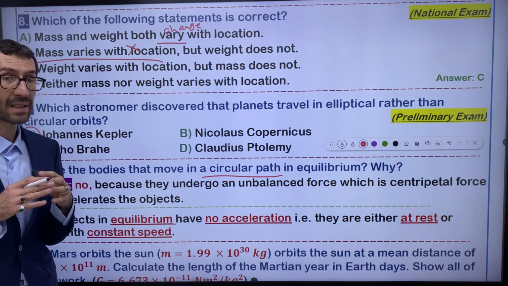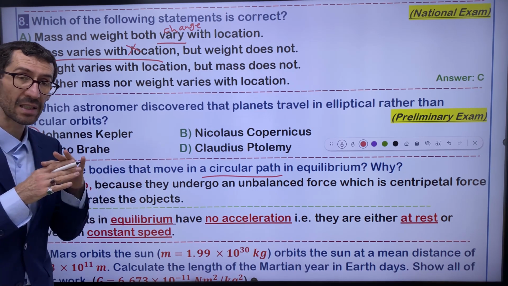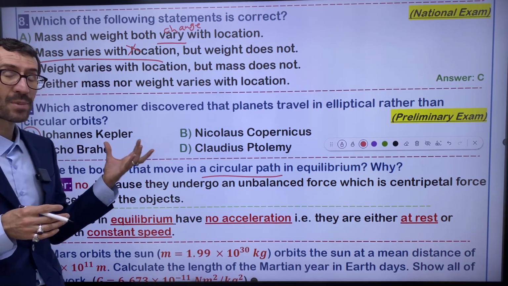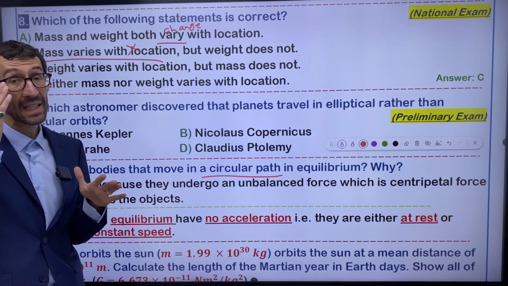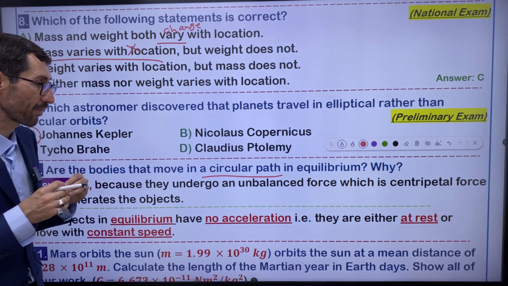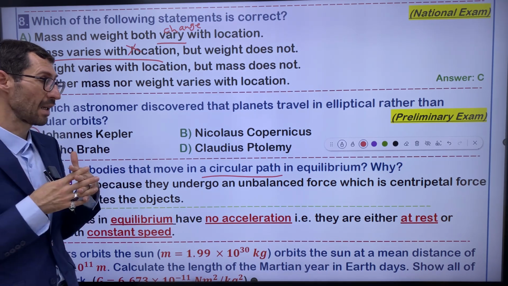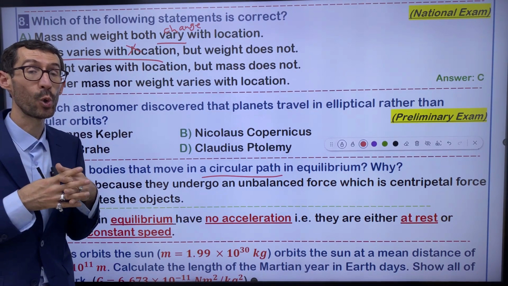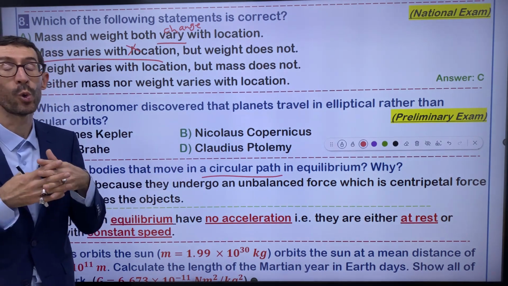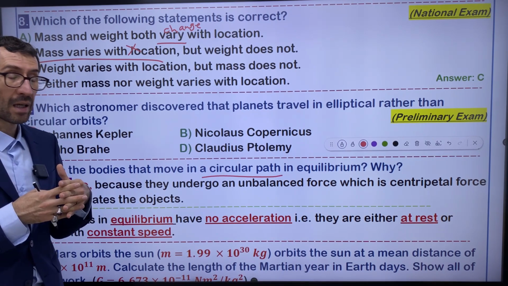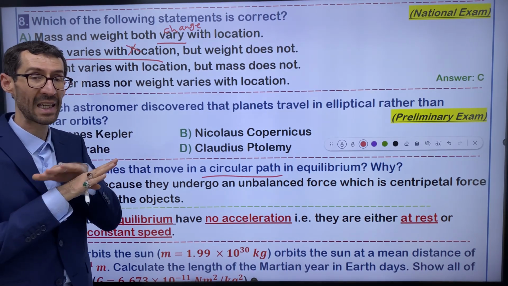So keep in mind that any object that undergoes centripetal force is not in equilibrium because the object picks up acceleration. Any object with acceleration is not in equilibrium. That's why acceleration and equilibrium don't coincide with one another, right? Whenever you hear the word acceleration, it means the object is not in equilibrium, right?